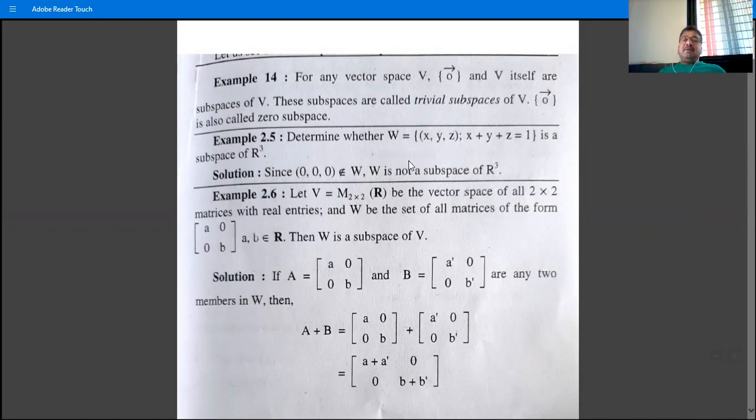And if you add these two elements (1, 0, 0) and (0, 1, 0), then the addition is (1, 1, 0). And it is not an element of W because 1 plus 1 plus 0 is equal to 2, not 1. So by using a counter example, we can show that the addition of two elements of W is not an element of W. Similarly, we can show the second property also fails. Take a scalar and one element of W; their multiplication is not an element of W. For example, if we take the element of W as (1, 0, 0) and the scalar as 2, then 2 times (1, 0, 0) is (2, 0, 0), and it is not an element of W. So both conditions fail for W, and therefore W is not a subspace.